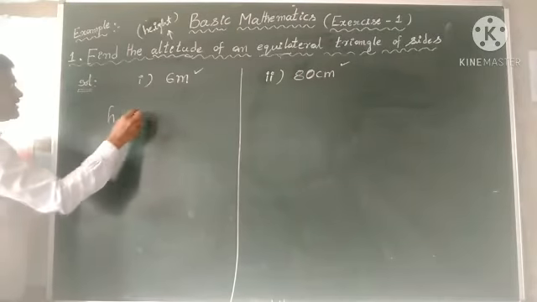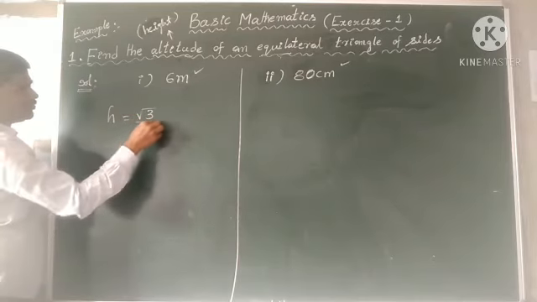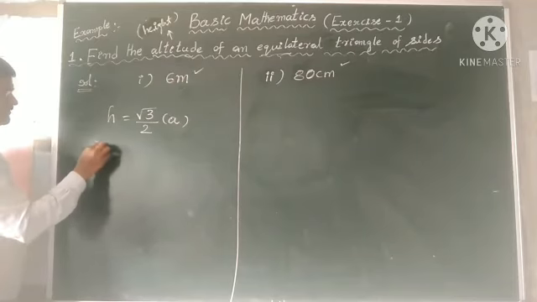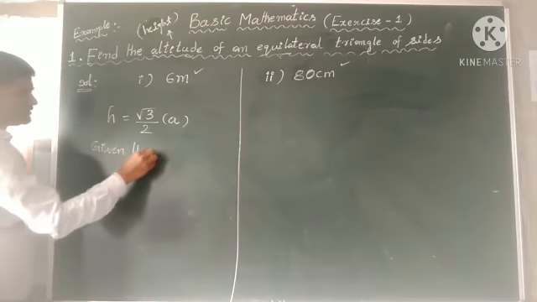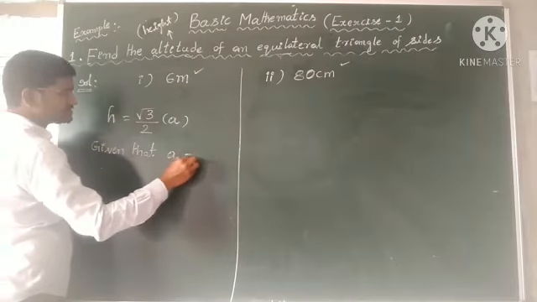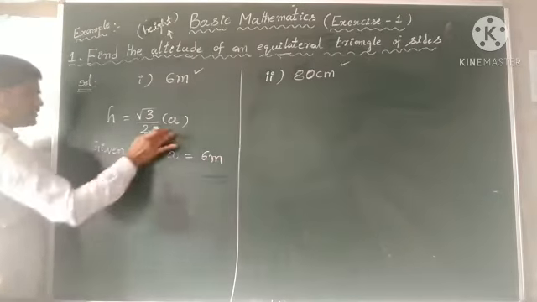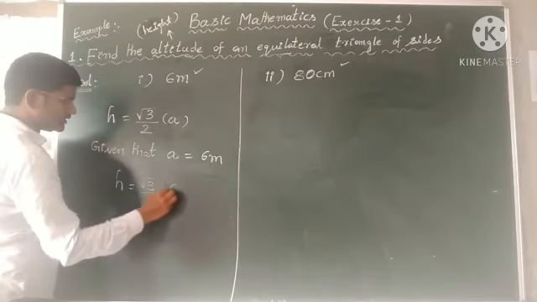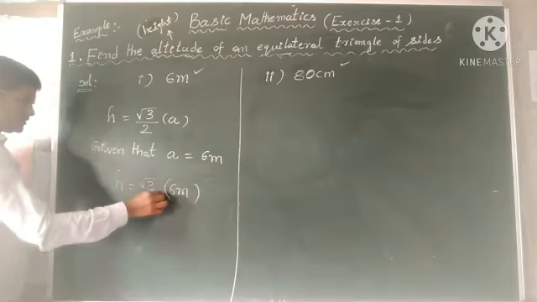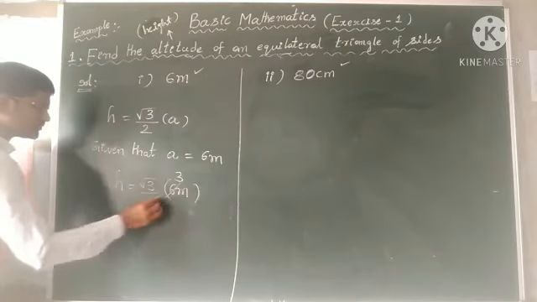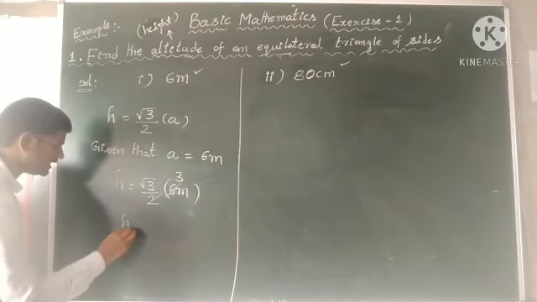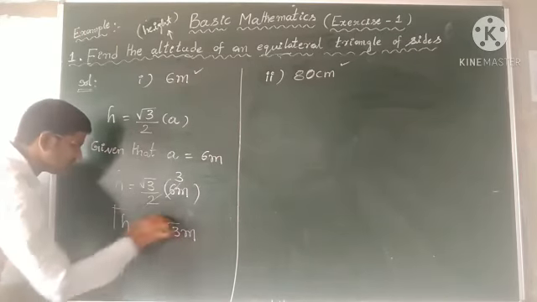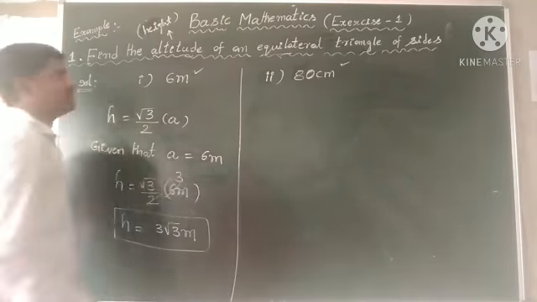We know that height of an equilateral triangle is equal to root 3 by 2 into a. In the first problem, given that a is 6 meters. Substitute the a value here, then h is equal to root 3 by 2 into 6 meters. Cut with 3, 2 3s are 6. Then height of an equilateral triangle will be 3 root 3 meters.